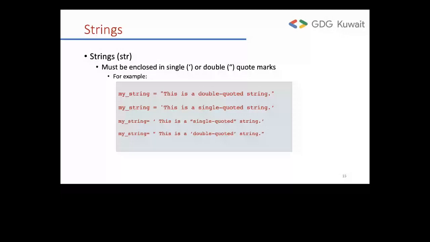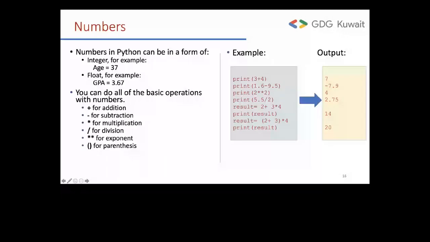Here we have a variable called result, that is 2 plus 3 multiplied by 4. When we print result, we will have 14. Also here we can use brackets to have another result.